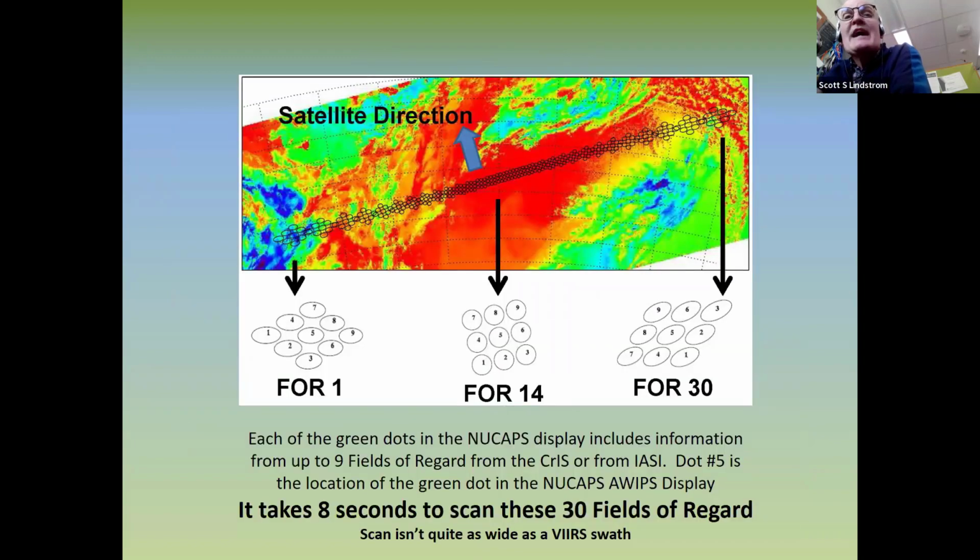So here's what the 9 fields of regard look like across a CrIS scan. First of all, the CrIS scan does not extend to the edges of the VIIRS scan, so it's not quite as wide as a VIIRS swath. And you'll also notice that when you're looking straight down, field of regard, that's what FOR stands for, field of regard 14 in the middle has smaller footprints than the ones out on the edge.